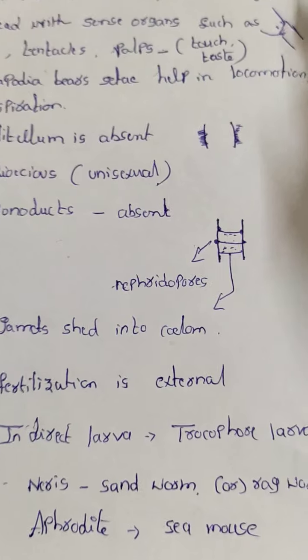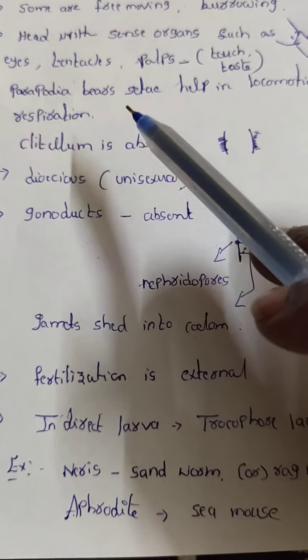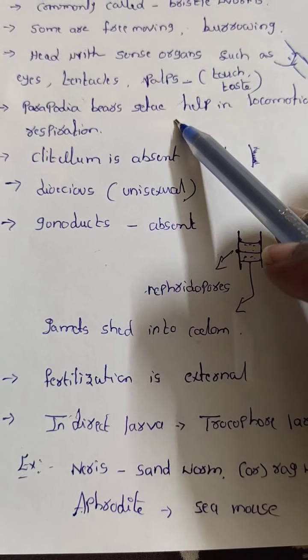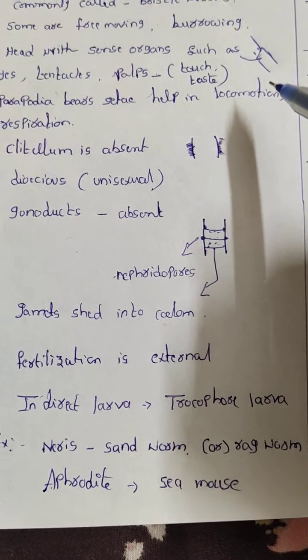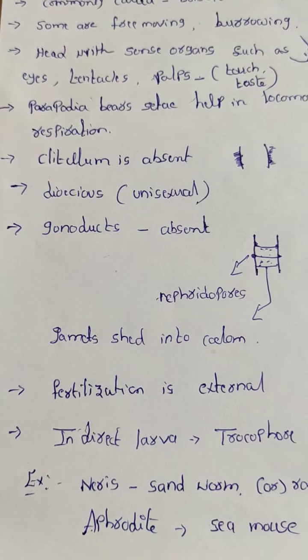Last class I already said that each segment has parapodia. They bear setae, which help in locomotion. Not only locomotion, they are also useful for respiration.